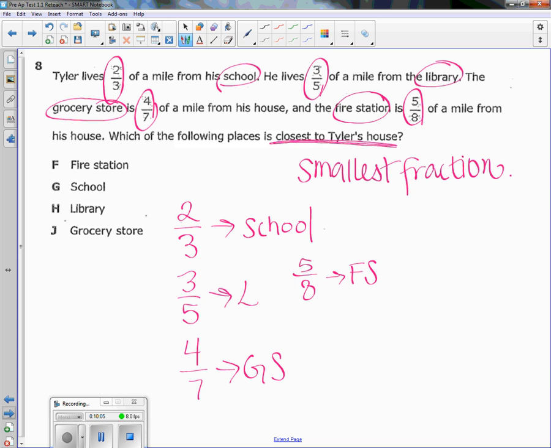The first thing I do is look at the denominators, and it's really hard to convert all of these denominators to the same thing. We have 3, 5, 7, and 8. To find a common denominator would be difficult, but we can convert them all to decimals and then compare. Again, we're looking for the smallest fraction.